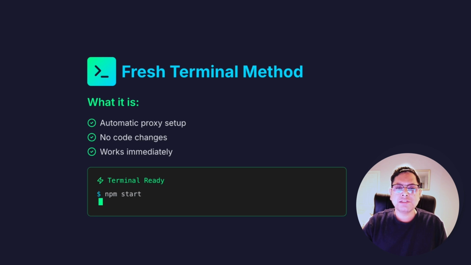The fresh terminal method is the easiest way to use HTTP Toolkit. It provides automatic proxy setup. HTTP Toolkit opens a terminal that's pre-configured to route all traffic through its proxy. So no setup needed, no change in our application code, and it works immediately. Just run your application from the fresh terminal and HTTP Toolkit starts capturing requests instantly. Open fresh terminal, navigate to a project, run your command. That's it. Simple and powerful.